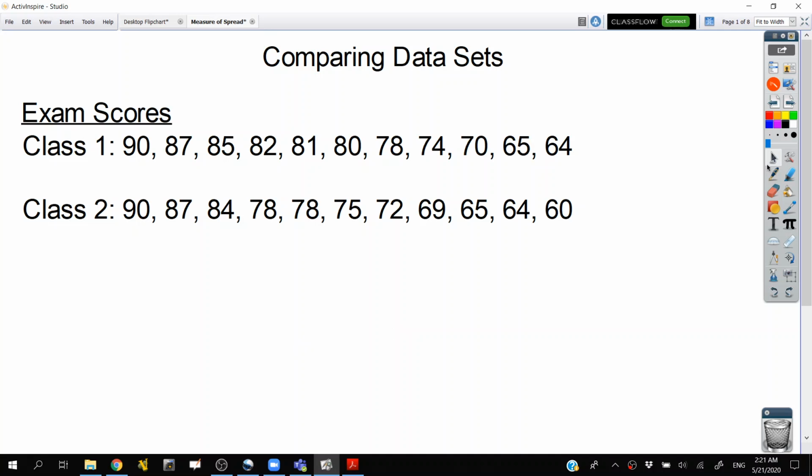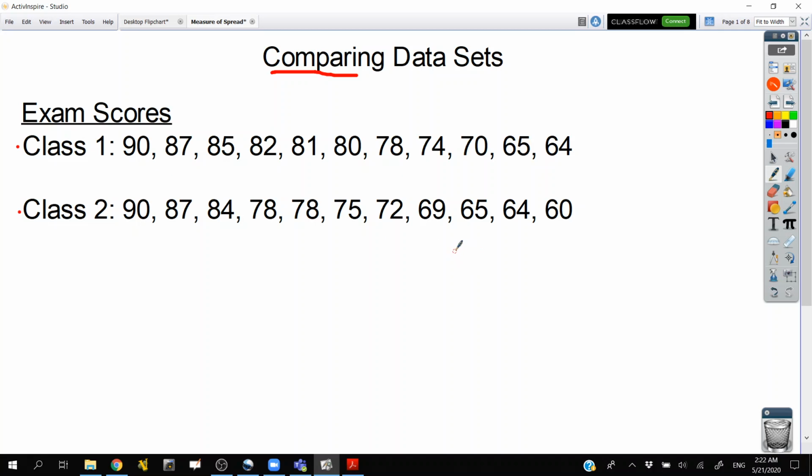Our next steps, as I noted this morning, are going to be about comparing data sets. So now we've looked at single data sets and how we can represent them. We want to know if we have multiple data sets, how do we compare those? For example, here I have sets of exam scores from two separate classes of students. And if I were given these exam scores, the question immediately comes out: which class did better?